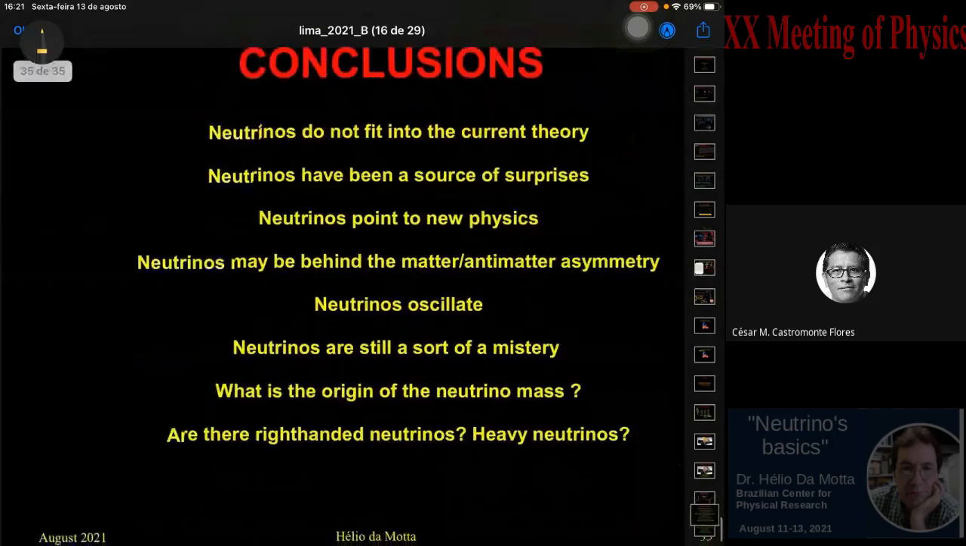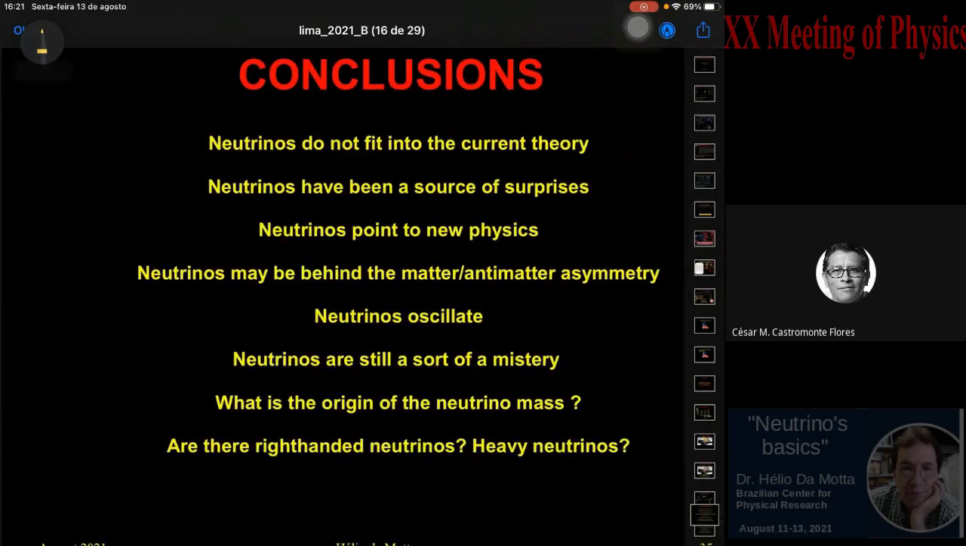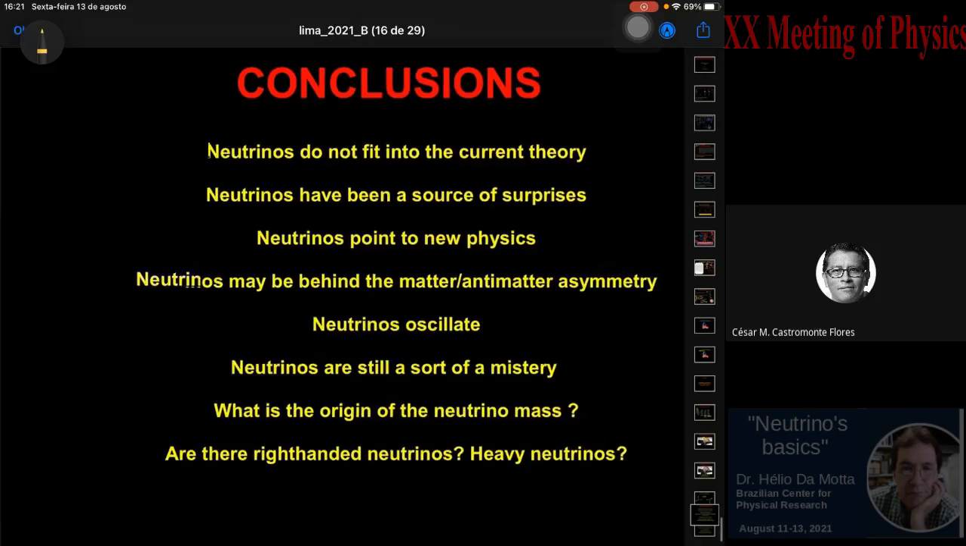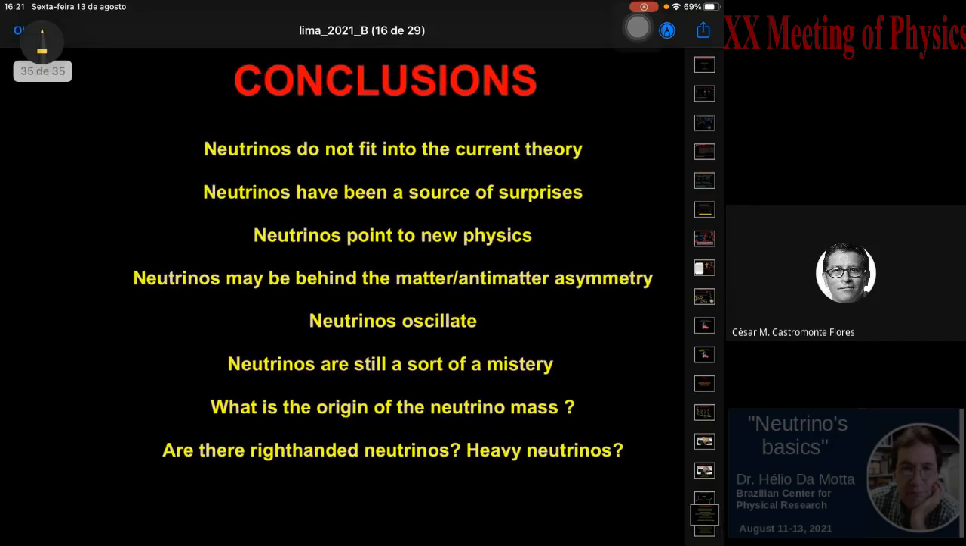So to finish this very short presentation, that at some point I understand is very confusing, we can say that neutrinos basically do not fit into the theory that we have now. There is a theory that goes very well, very nice, but neutrinos don't fit there, period. I have to change something. The theory must be changed. We get a new theory, add something.